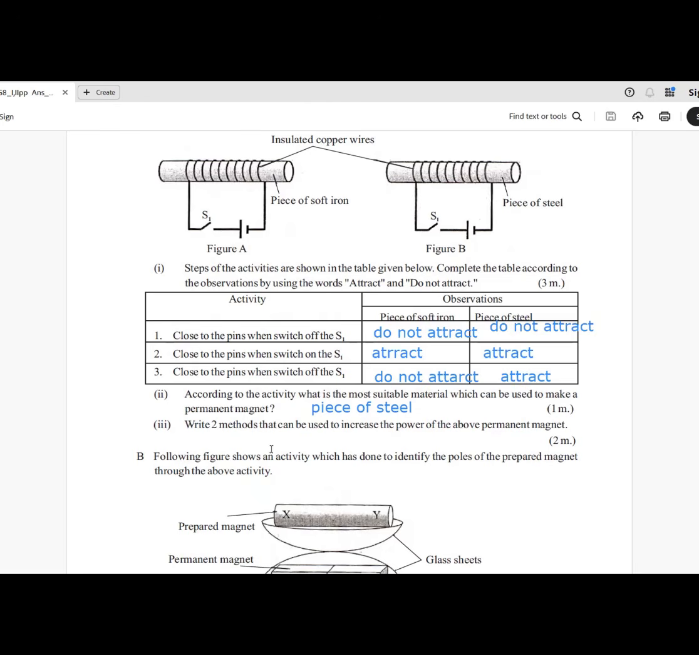Write two methods that can be used to increase the power of the above magnet. You can write increase the current and increase the turns of the coil.